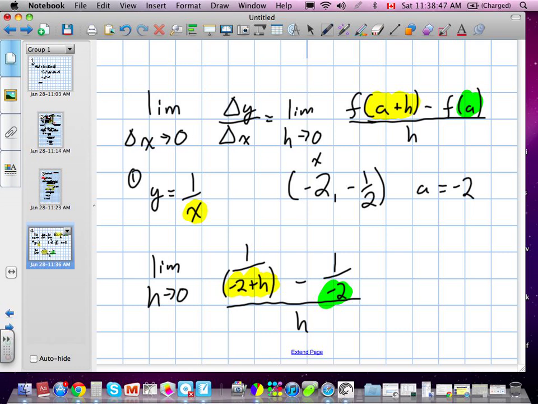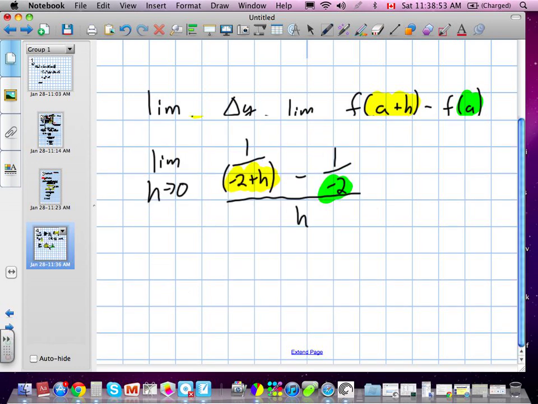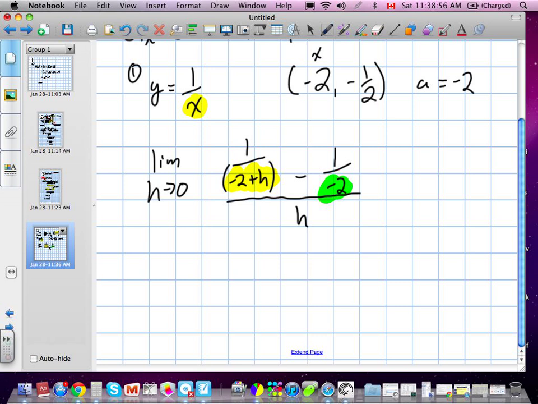Okay? So think of this. How can we get a common denominator to go through this? In order to get a common denominator, we're going to probably have to multiply both of them. Well, first of all, we can simplify. We get 1 over -2 plus h, because this is subtract -1/2, it becomes +1/2, divided by h. Okay? So still the limit as h approaches 0.